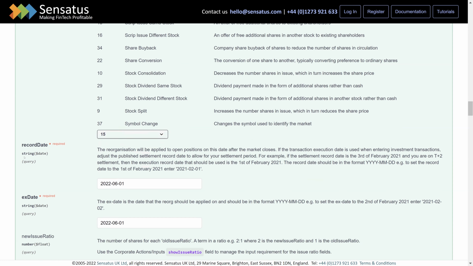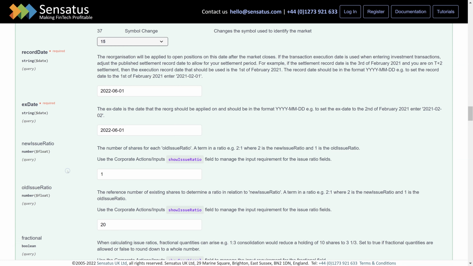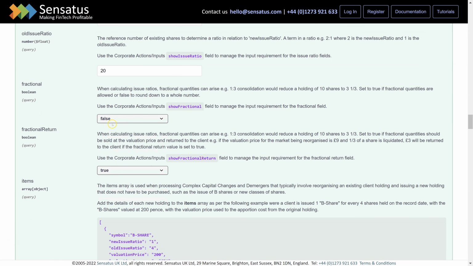We will set arbitrary record and X dates as they are not defined in this example. Set the new issue ratio to 1 and the old issue ratio to 20 to implement a 1:20 issue ratio. Fractional entitlements will be returned to the client, therefore set the fractional value to false to round down the holding. To return fractional entitlements, set the fractional return value to true.